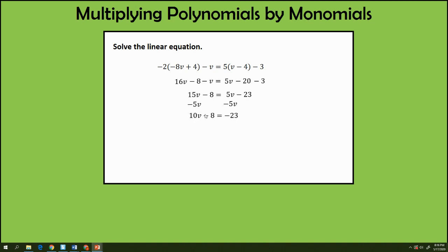It's the 10v. I want to isolate it. I want to get it by itself. So that means I got to make this become a 0. So I'm going to add 8 to both sides. Negative 8, positive 8, that's a 0. Negative 23 plus 8 is negative 15. So now I got my variable term over here by itself.